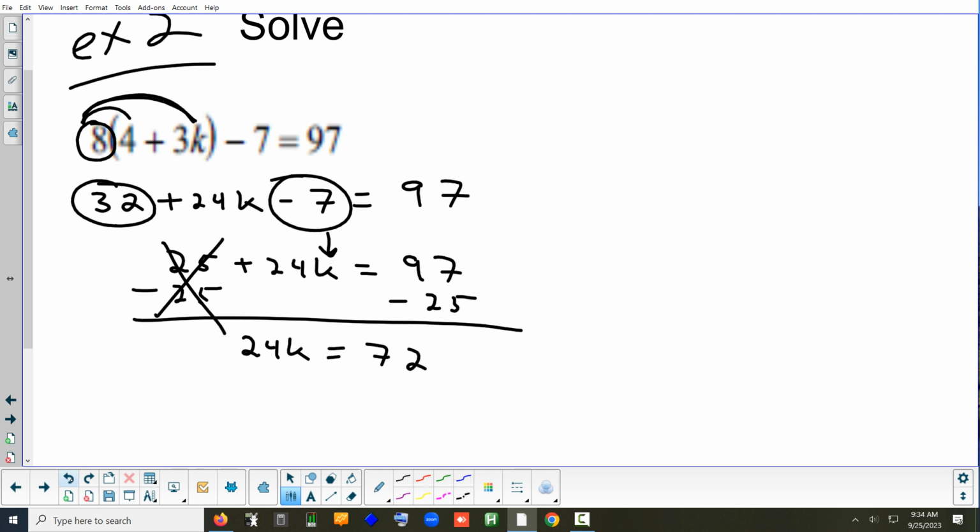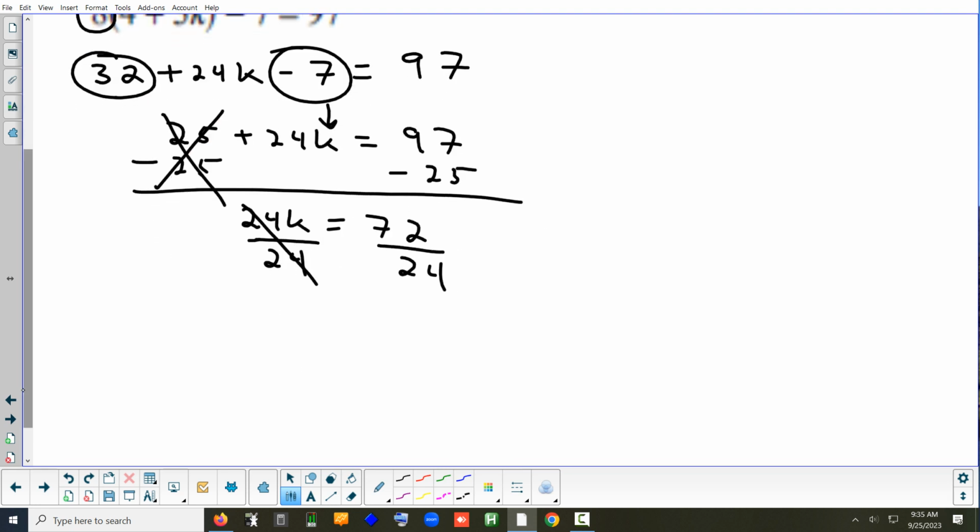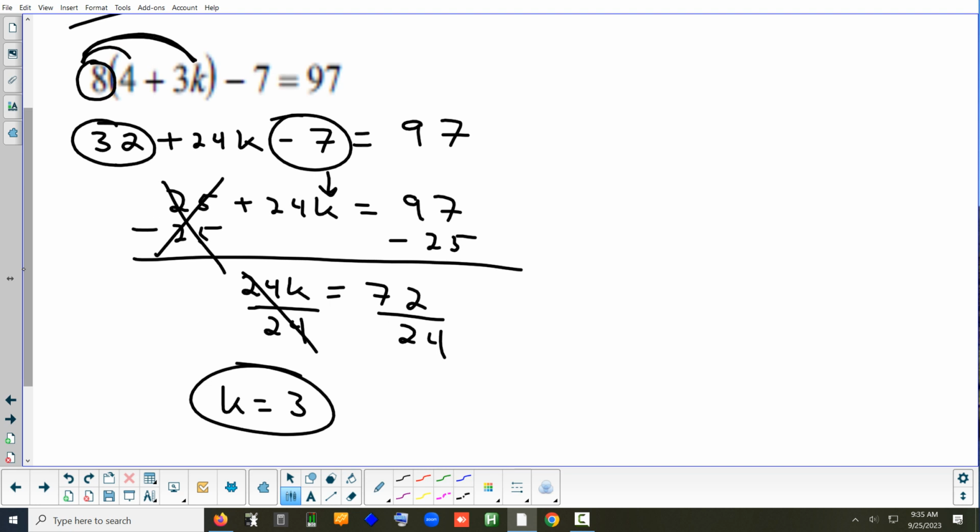Okay, so now we've got 24k equals 72, and we're at the multiply and divide step. Is there any multiplying or dividing we can do to get k by itself? You divide 24. Yep, by? By something equal to 24. So 24k divided by 24, and then 72 divided by 24. You can use your calculator, but that does come out to a nice number. What is 72 divided by 24? Positive 3. And that's your answer. So that problem had four steps in it: distributive property, combine like terms, subtraction, division.